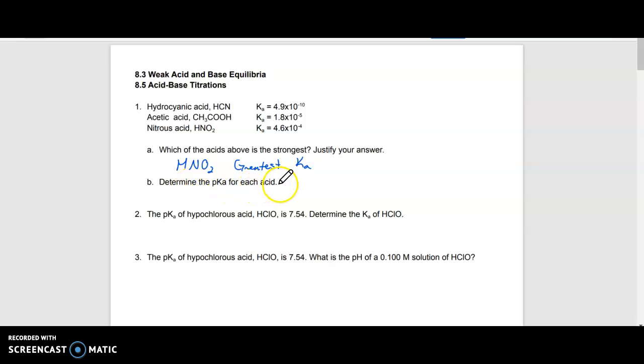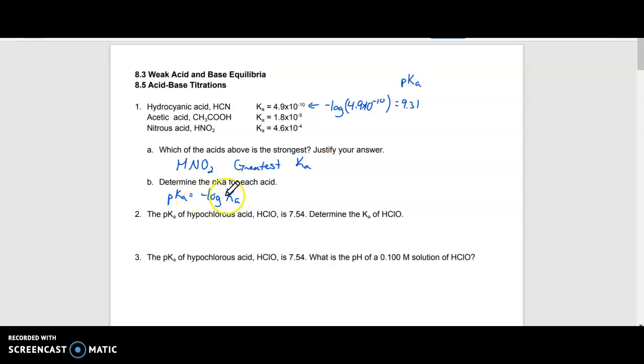Determine the pKa for each acid. To determine the pKa, it is equal to the negative log of the Ka value. So if we were to find the pKa for this one, it's the negative log of 4.9 times 10 to the negative 10th. And if I plug that into my handy dandy calculator, I end up with 9.31.